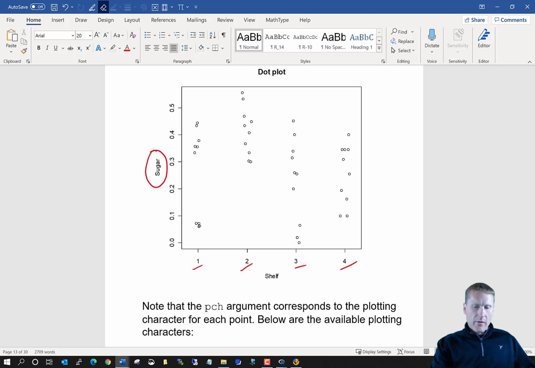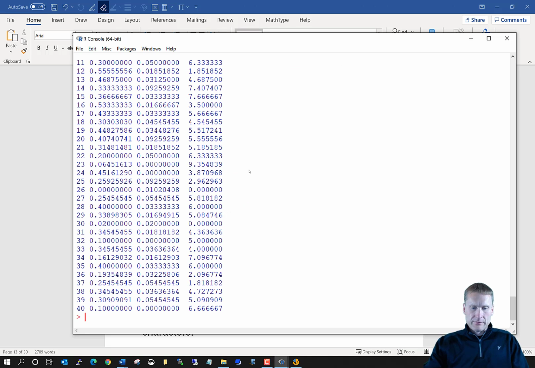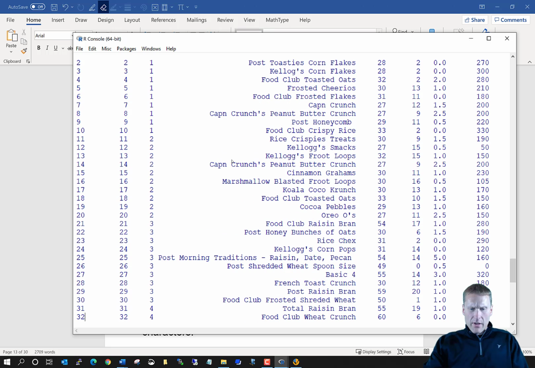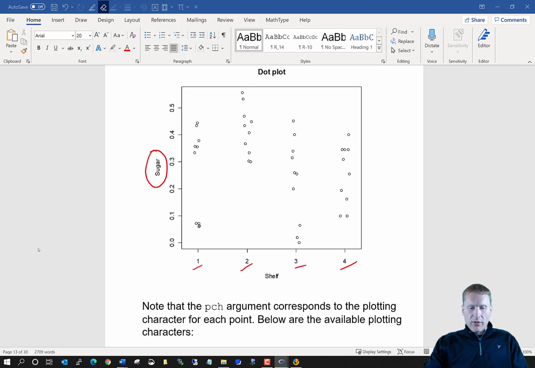So if you remember, actually let me just pull it up here. So let's take a look at the serial data. Let's take a look at shelf number 2, Rice Krispie Treats. Okay, so that was observation 11. It had a sugar content of 0.3. Let's go to our plot and find that.